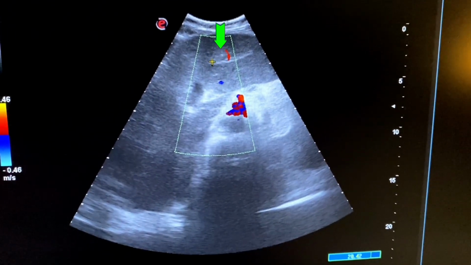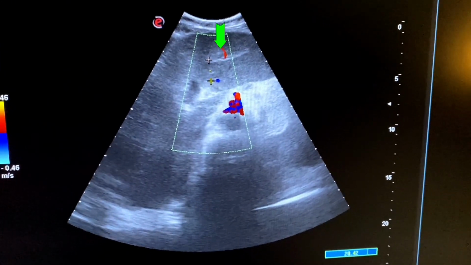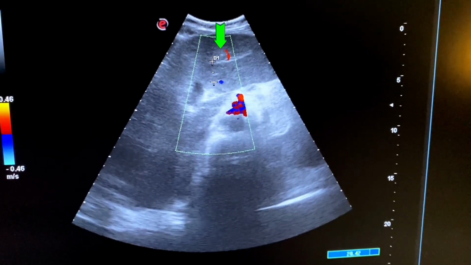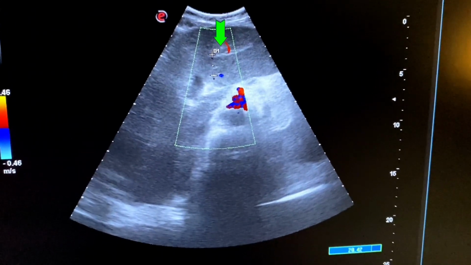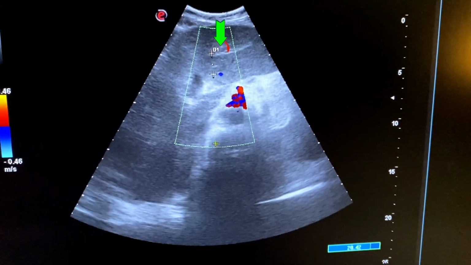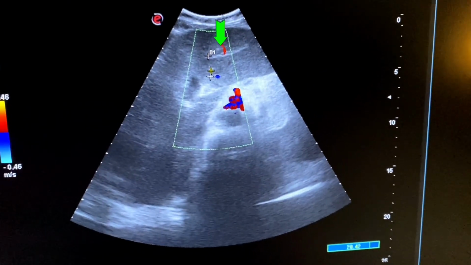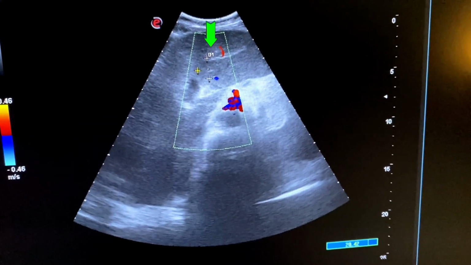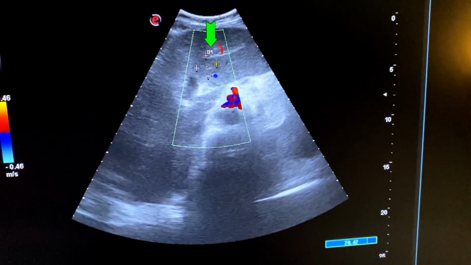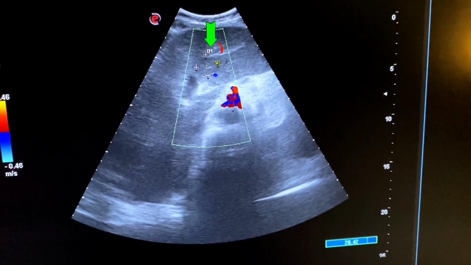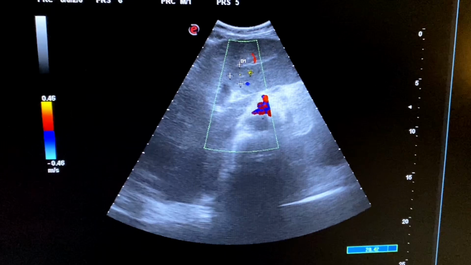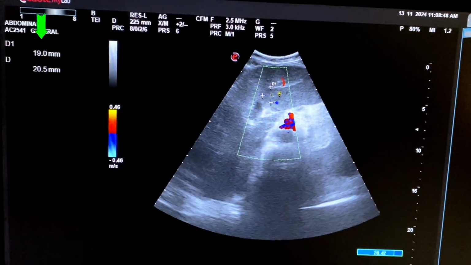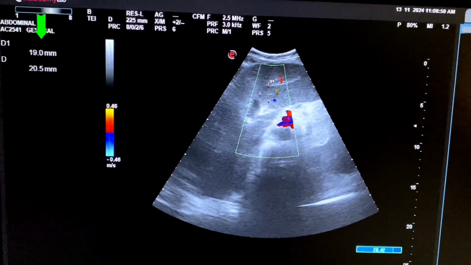Now we will measure the size of the focal lesion. It is a well-defined rounded heterogeneous mass, isoechoic to hyperechoic. The size of the mass is 19 by 20 millimeters.